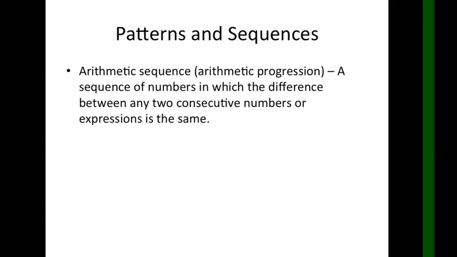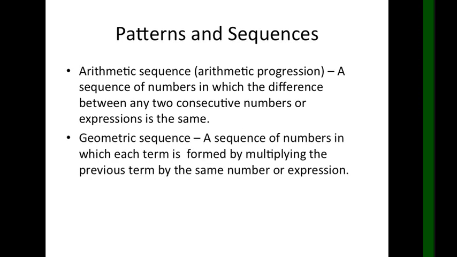Patterns and sequence. Arithmetic sequence or arithmetic progression is a sequence of numbers in which the difference between any two consecutive numbers or expressions is the same, while geometric sequence is a sequence of numbers in which each term is formed by multiplying the previous term by the same number or expression. In arithmetic sequence, we add numbers, while in geometric sequence, we multiply numbers.